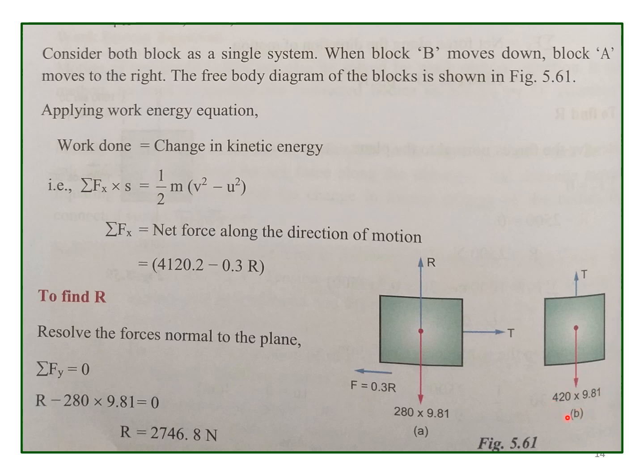Now let us start with this block. The net force in the direction of the motion will be 420 into 9.81, that is 4120.2, minus T. If you take the other block, this is the direction of the motion for this block, so the net force will be plus T minus 0.3 R. Here you have minus T, and here you have plus T. Therefore, this and this get nullified.